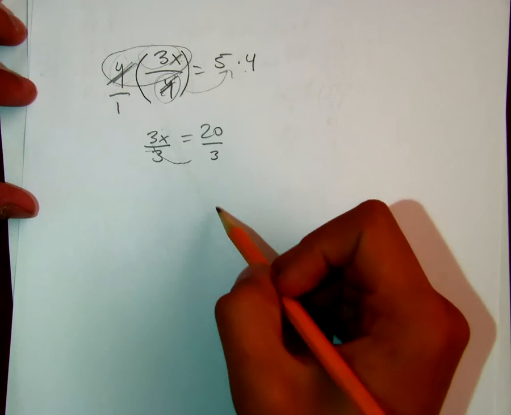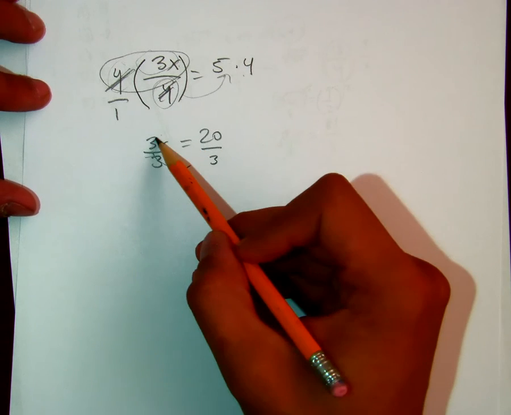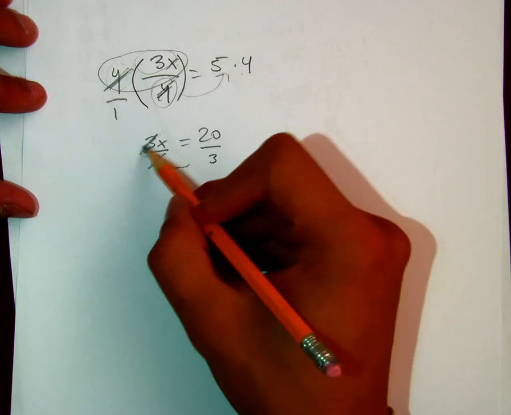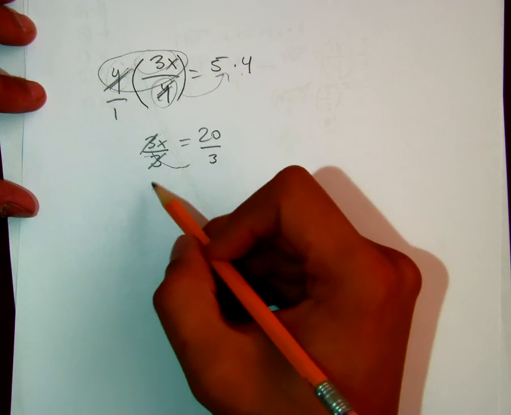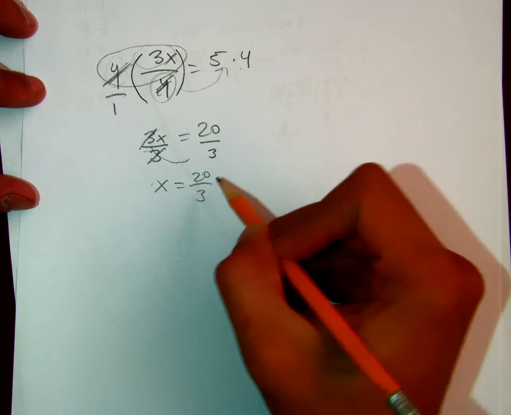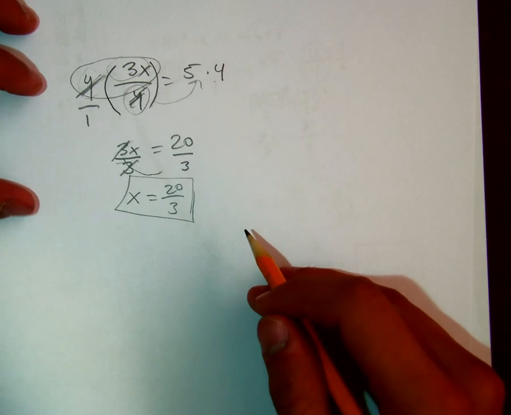Like I've been saying very commonly, you can cancel these two like terms in a single fraction and you're left with x equals 20 over 3. This can't be simplified any further, so that must be your final answer.